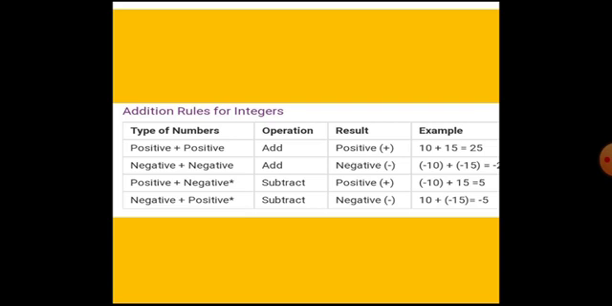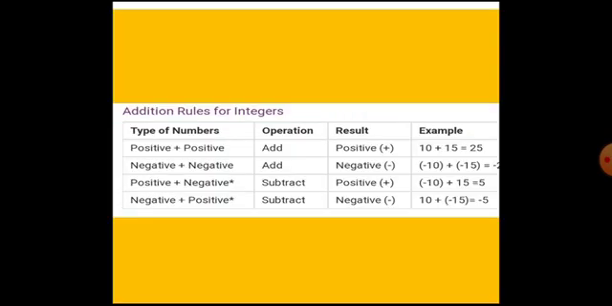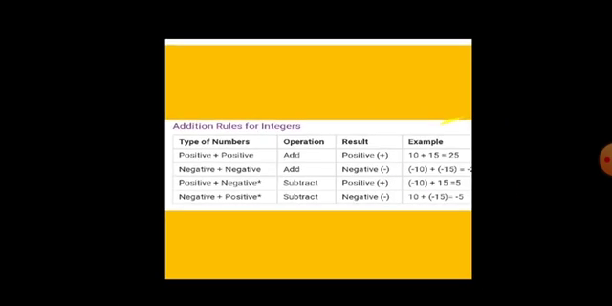Here you can see clearly with the help of this table. In the first column I am writing the types of number. These are the rules for addition, rules for integers. In the second column is the operation, meaning which operation I am applying: addition or subtraction. The third column is the result, meaning what number I will get as a result, a positive number or a negative number. And the last column is an example of this.